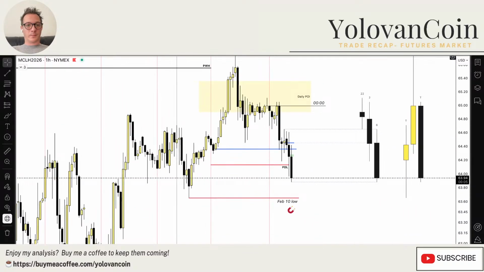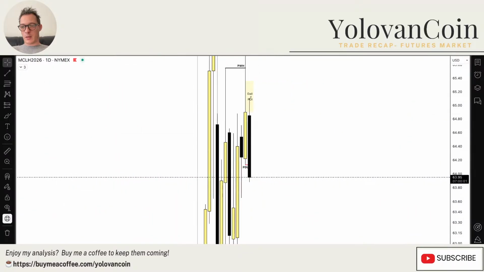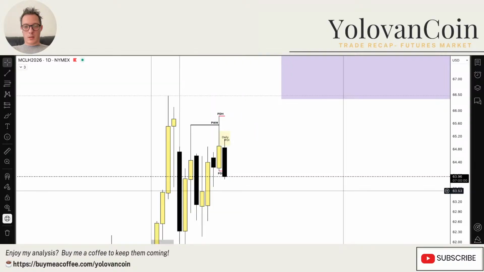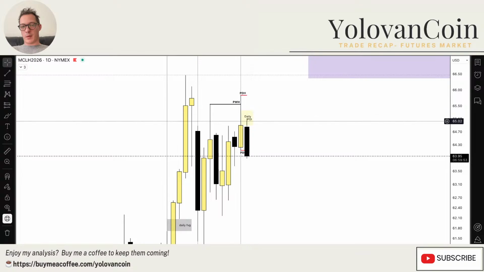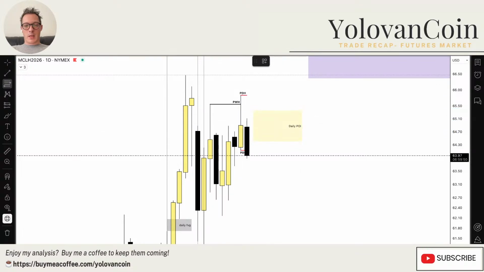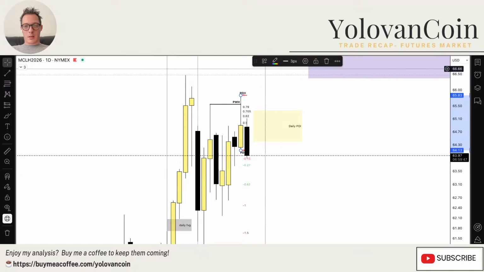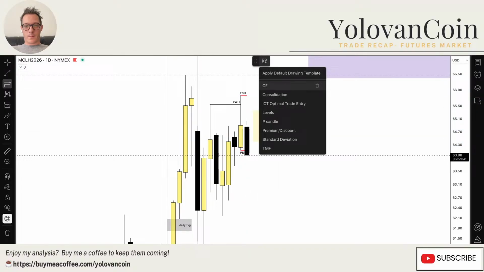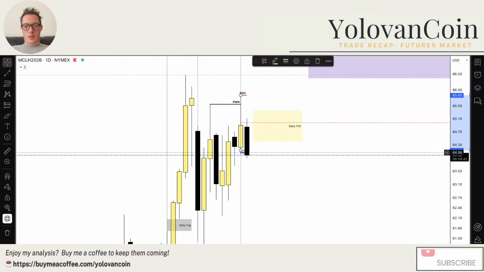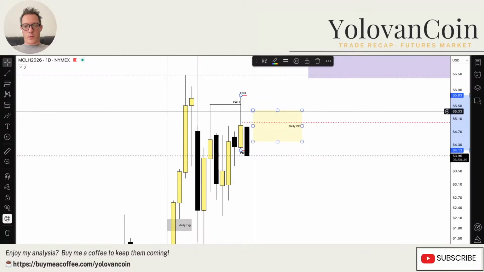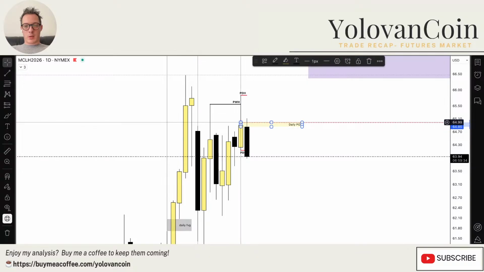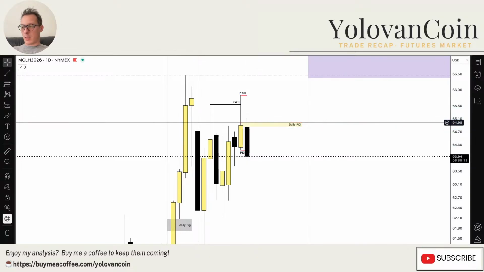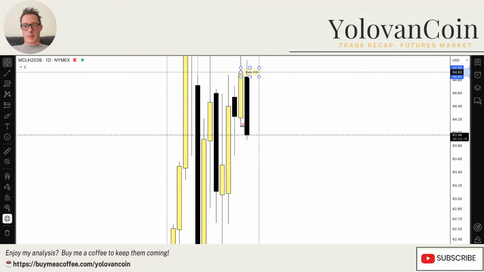MCL, all right? MCL, crude oil daily. Daily POI, close above. Wanted to see a closure above this area, right? So let's say this is now need. I need a C. Here we go. Candle close above. What do we want to see? We want to see a 1 hour changing state of delivery within this daily POI, okay? It didn't happen, at least not yet.